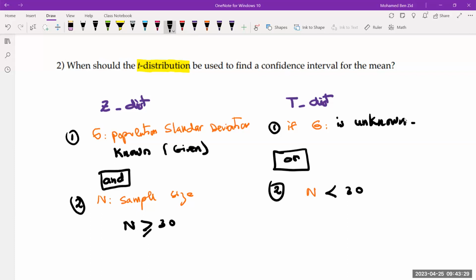If I have a small sample size, then I use a t distribution. I hope you see the difference now. If one of the conditions is verified under the t distribution, I will use the t distribution. So either sigma is unknown or n is small, less than 30. Now the z distribution is more restrictive. You need to have two conditions verified in order to use the z distribution. All right, I hope this is clear.